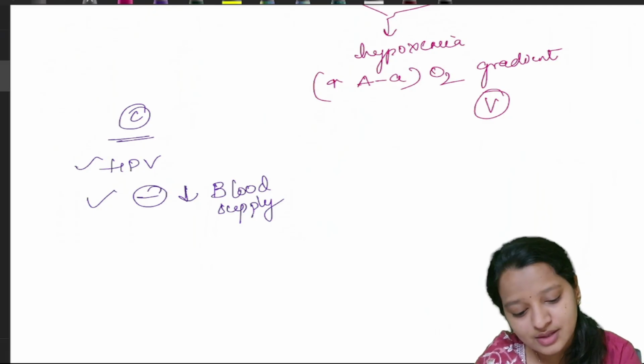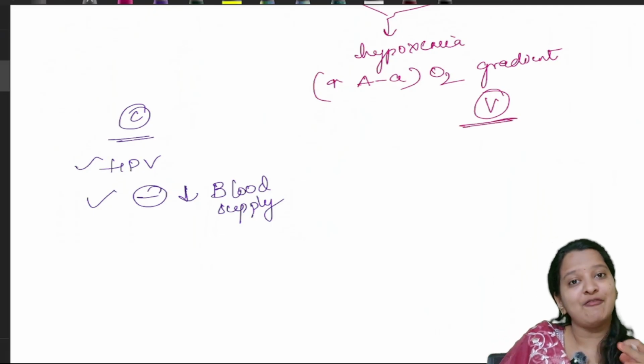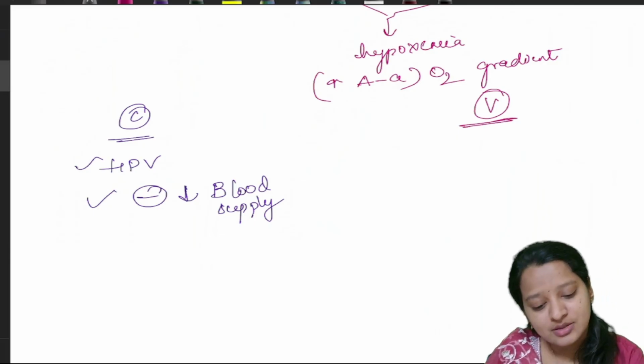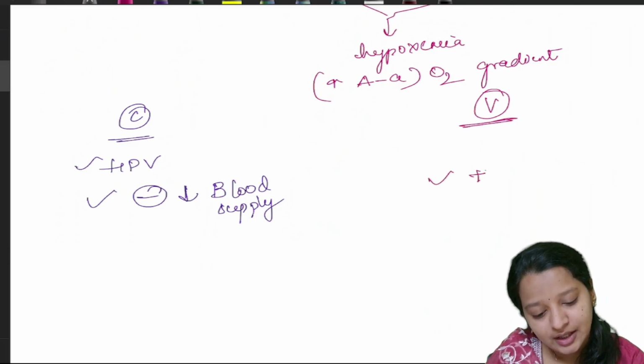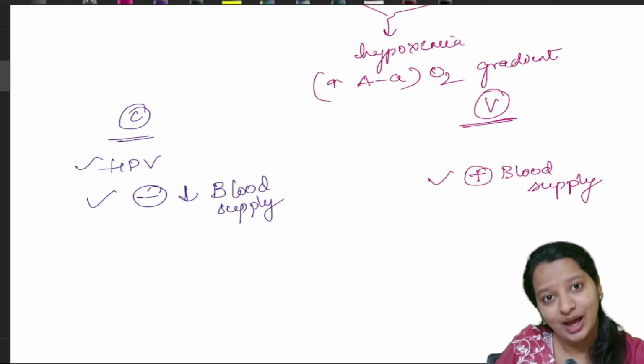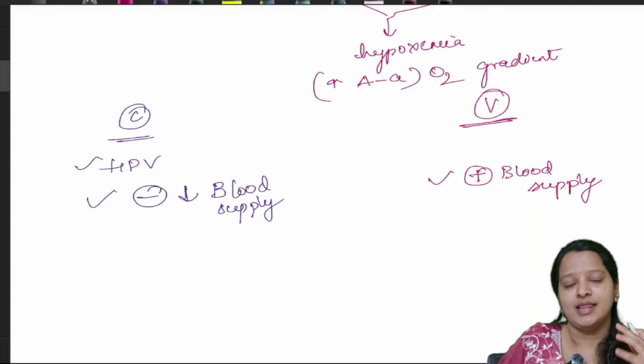Okay, then what about this ventilated lung? For this, we have to have a good blood supply so that there is no hypoxia. So we have to maintain good blood supply here. We should not allow any decrease of blood supply in the ventilated lung, and we have to allow decrease in blood supply in the collapsed lung.